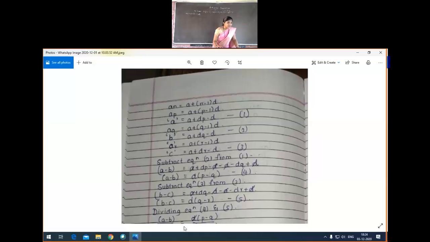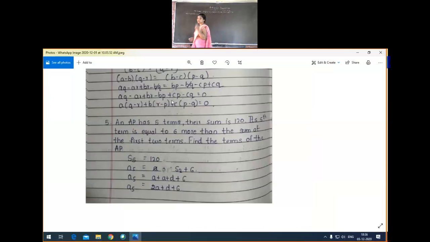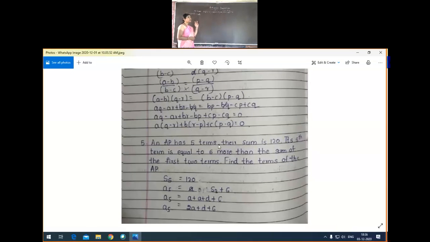Do you want the explanation on the board for this problem? For that, let us stop sharing for 1 second. What is given? Got the idea now, students? The pth term, qth term, rth term are equal to a, b, c. Here we have the nth term, an is equal to a plus (n minus 1) into d. Now let us write the pth term: ap is equal to a plus, in place of n we write (p minus 1) into d.